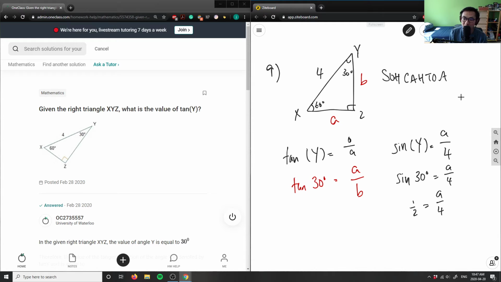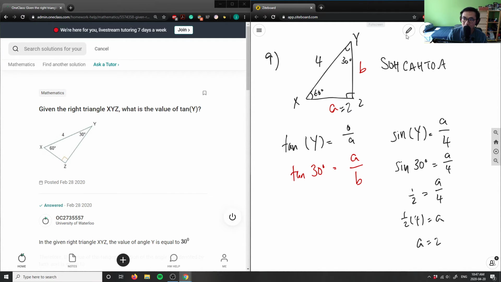I can multiply both sides by 4 to solve for A. So half times 4 equals A. In this case, A here equals 2, right? So I know now that A here equals 2. And simply now because I have, instead of 2 unknowns, now I have 1 unknown, I can solve for my problem here, right? So knowing that A here equals 2, I can rewrite this as tangent 30 degrees equals A, which is 2 over B, right? B is my unknown here.